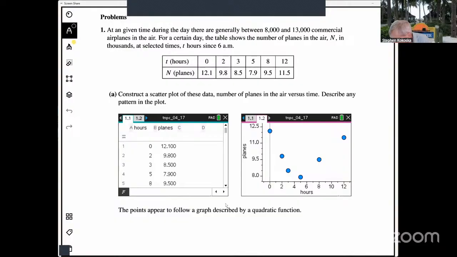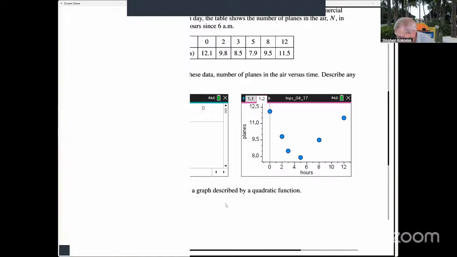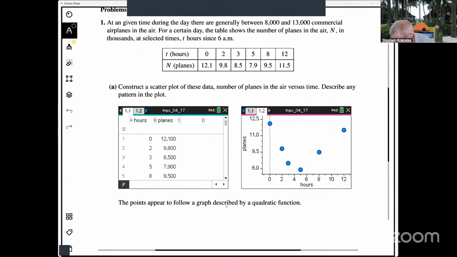Let's see, oops, is my pen working? Whoa, let's try that again. Arrow up here, see if the pen is working. I don't know about that. Well, I get all the hours in this first column over here to the left. I've got the number of planes in a column, which I labeled planes.